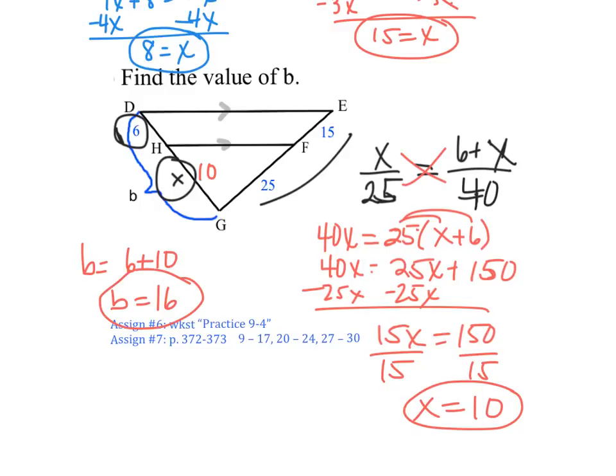So we had to do that in 2 steps. We used that those 2 triangles were similar, set up our proportion statements, solved for x, then plugged that x back in.